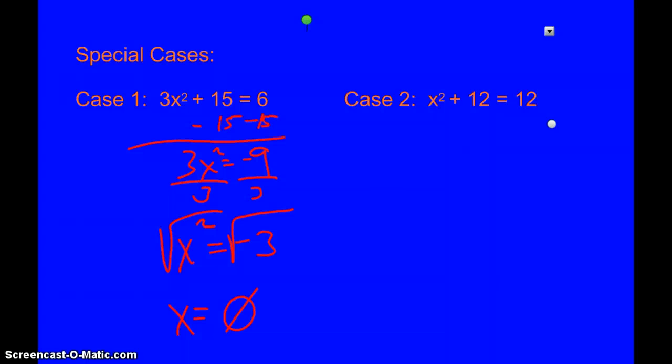Our second case over here, when I subtract 12 from both sides, I get x squared equals 0. When I take a square root, the square root of 0 is 0. Now you notice I didn't put a plus or minus in front of that because there's no such thing as negative 0. So these two special cases give us our only situations where you're not going to get two answers. A quadratic will always give you two solutions unless you're taking a square root of a negative number, which in this course we're going to call no solution, or a square root of 0, which simply leaves you with 0.